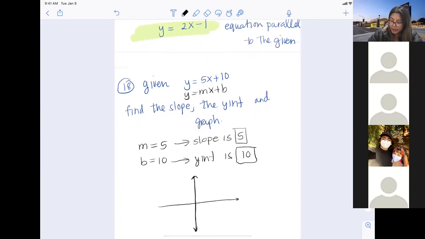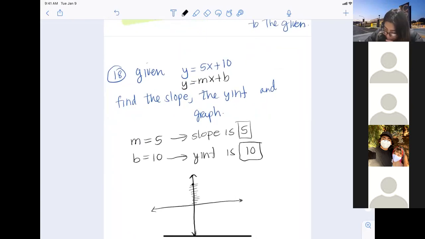And then all we need to do is graph. How do we graph? We start with the y-intercept at 10: 1, 2, 3, 4, 5, 6, 7, 8, 9, 10. Put your point. And then go up 5 over 1, because your slope is 5 over 1. Rise 5, run 1. 1, 2, 3, 4, 5, run 1. So that's your graph. Okay.